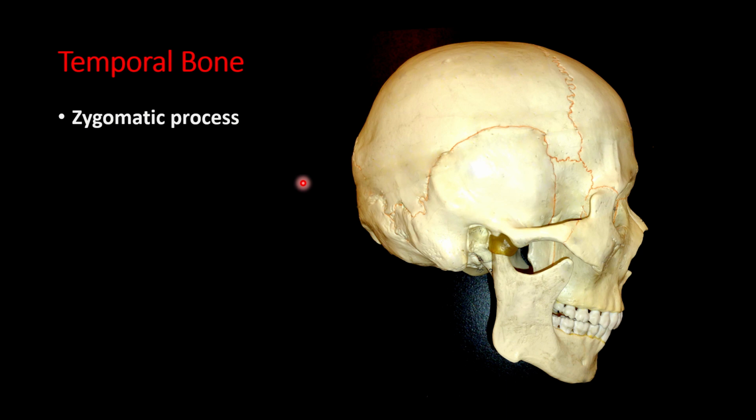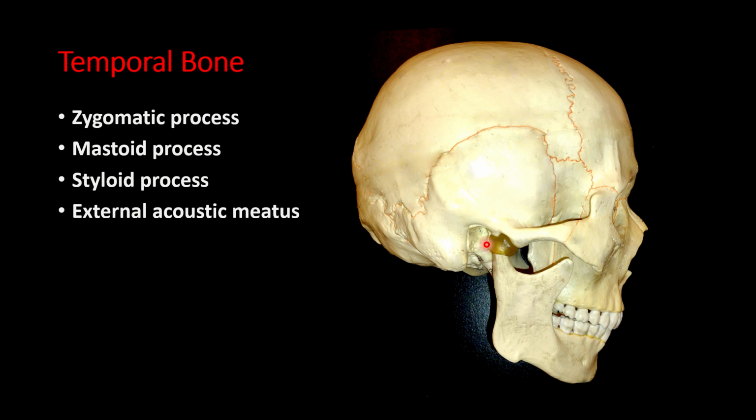So the temporal bone, you have the zygomatic process. This articulates with the zygomatic bone. This whole area is called the zygomatic arch. The mastoid process, you can see is round. And the styloid process, you can see only part of it. And the external acoustic meatus, where sounds enter the ears.